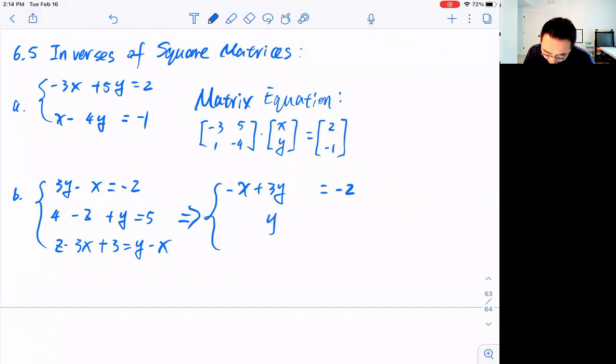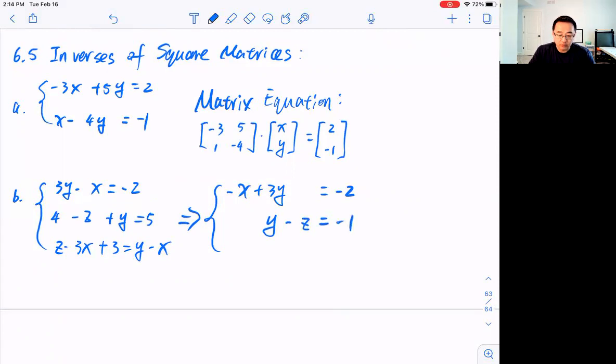Then you have y minus z equals, you move this 4 over to this side of the equation and it becomes -4, so that gives you -1. Or sorry, not -1, +1. 5 minus 4 is +1. Then the third equation is when you put this -3x over here, and then z also comes over here, then you get +3x minus x is 2x, plus y minus z equals +3.